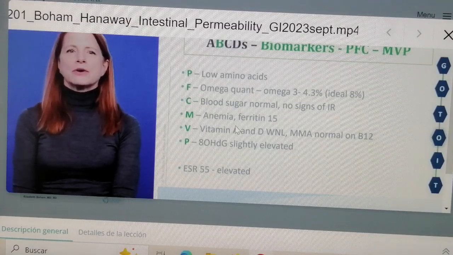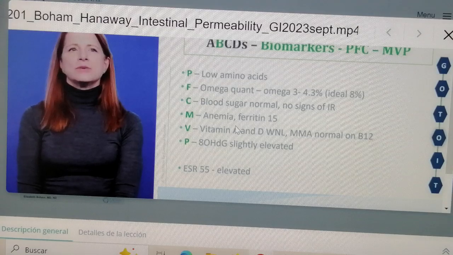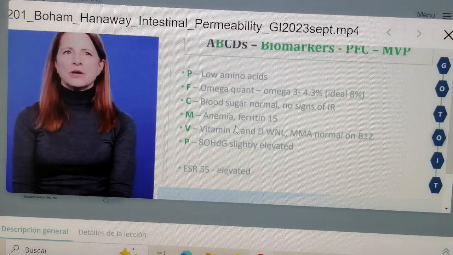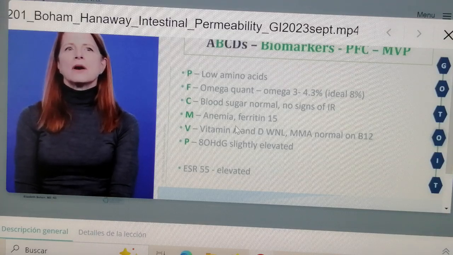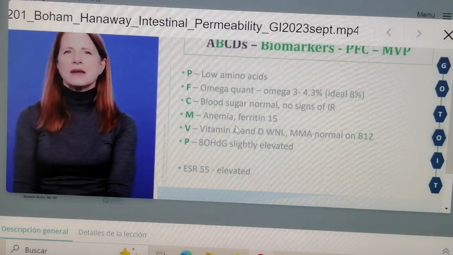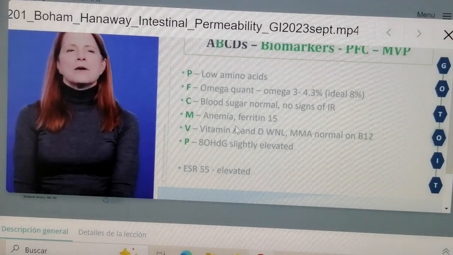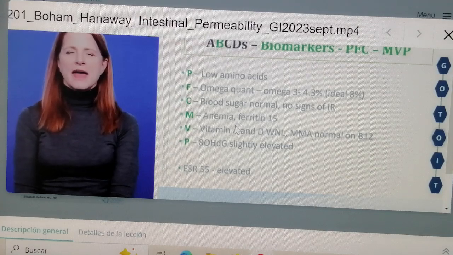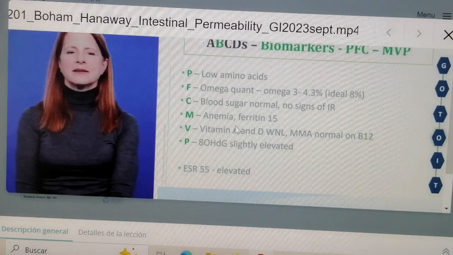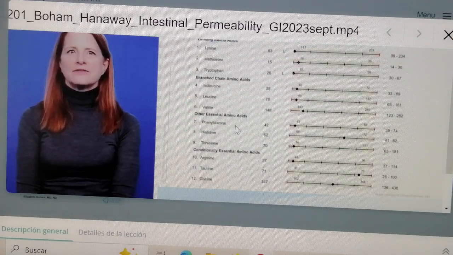Okay, so here are her biomarkers, the ABCDs of nutrition assessment, and we see that she had some low amino acids on serum amino acid testing. Her omega-3 levels were low. For carbohydrates, she really didn't have any imbalances there. She was low in iron and had anemia. Her vitamin levels that we checked were pretty normal, and her oxidative stress marker, the 8-hydroxydeoxyguanosine, was slightly elevated. I put that under P for the polyphenols. And she does have active inflammation. Her SED rate is high at 55.